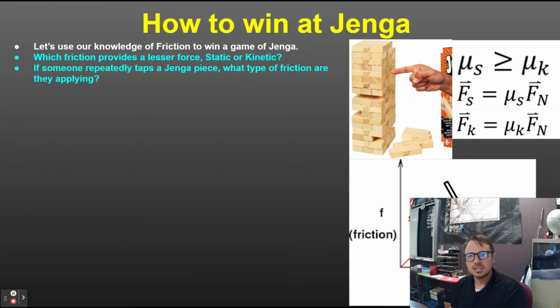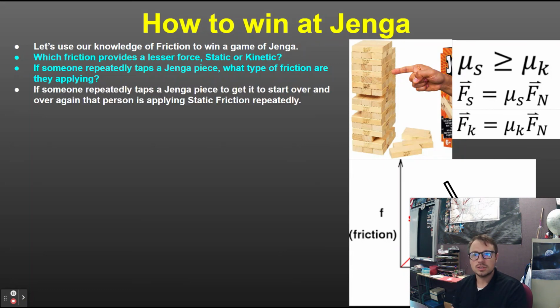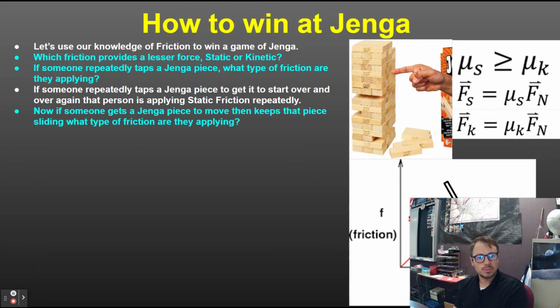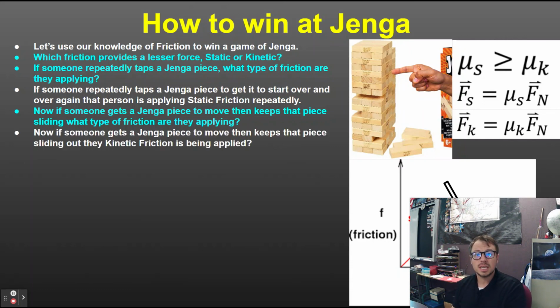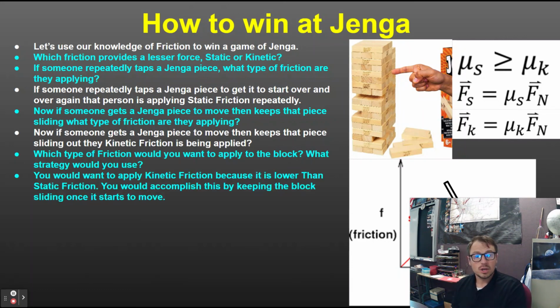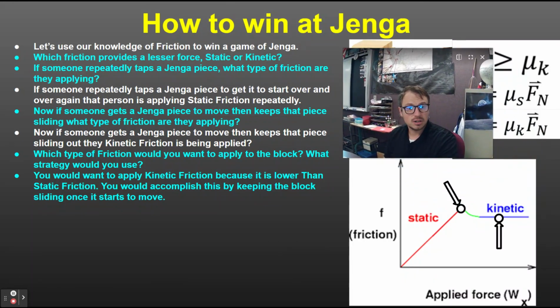If someone repeatedly taps that Jenga piece, what type of friction are they applying? If somebody is repeatedly tapping a Jenga piece to get it started over and over again, that person is applying a static friction force repeatedly, just like anti-lock brakes. Now, if someone gets a Jenga piece to move, then keeps that piece sliding, what type of friction are they applying? It's going to be kinetic friction. You would want to apply kinetic friction. You want to keep that object moving because kinetic friction, as you can see down here, is less than static friction. So that person tapping over and over again is applying static friction, and that's going to be larger than kinetic friction.